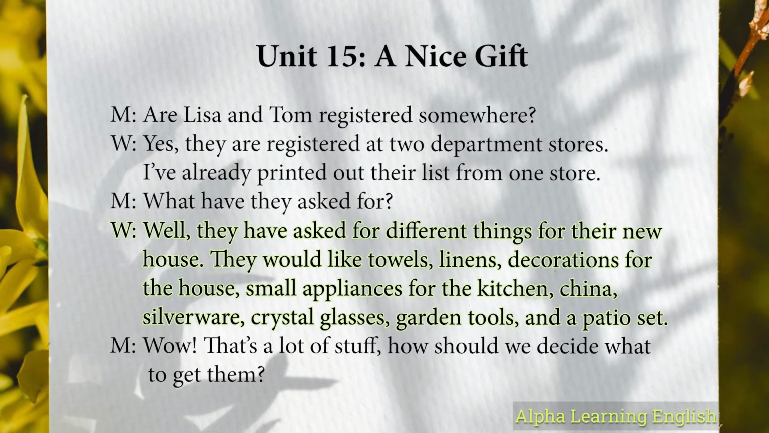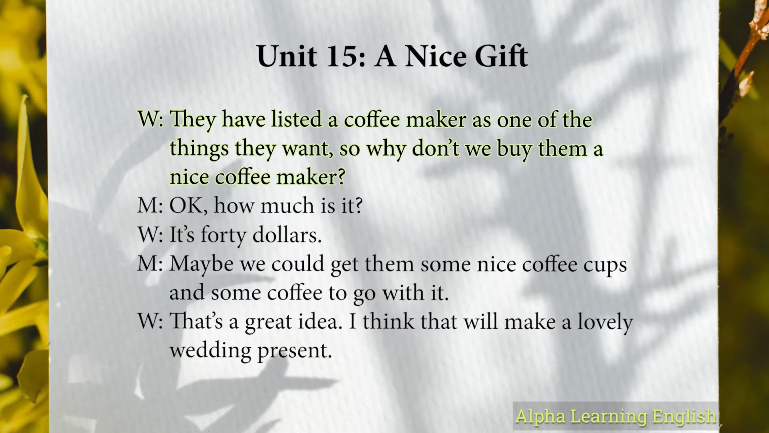Well, they have asked for different things for their new house. They would like towels, linens, decorations for the house, small appliances for the kitchen, china, silverware, crystal glasses, garden tools, and a patio set. Wow, that's a lot of stuff. How should we decide what to get them? They have listed a coffee maker as one of the things they want, so why don't we buy them a nice coffee maker? Okay, how much is it? It's $40. Maybe we could get them some nice coffee cups and some coffee to go with it. That's a great idea. I think that will make a lovely wedding present.